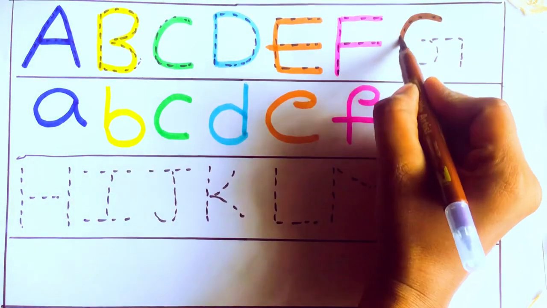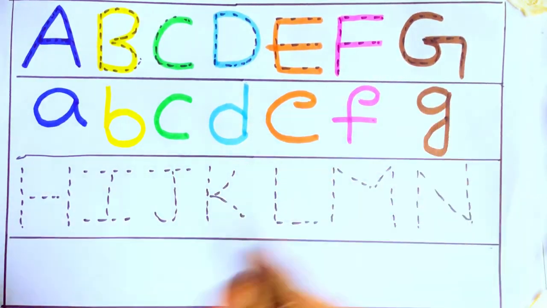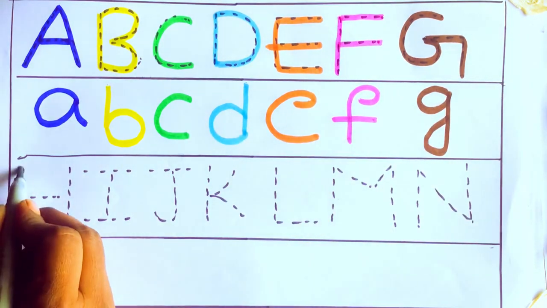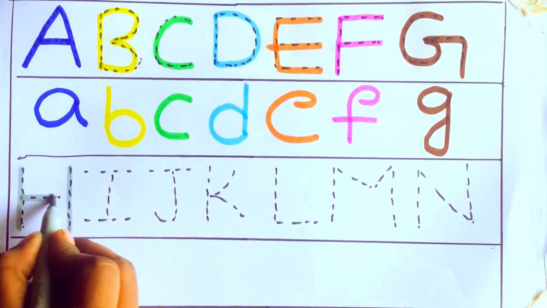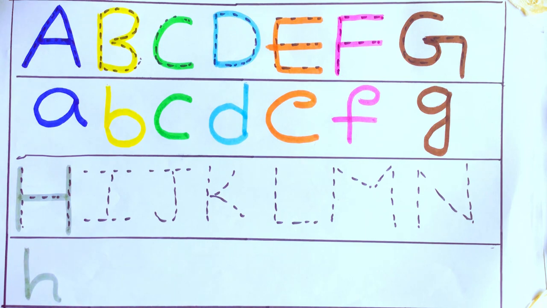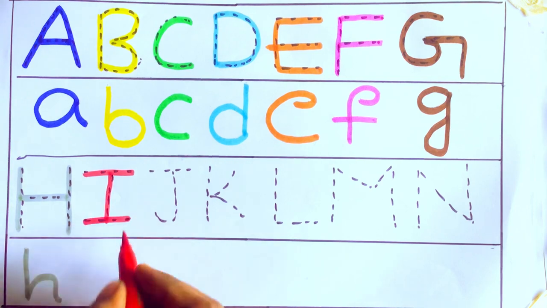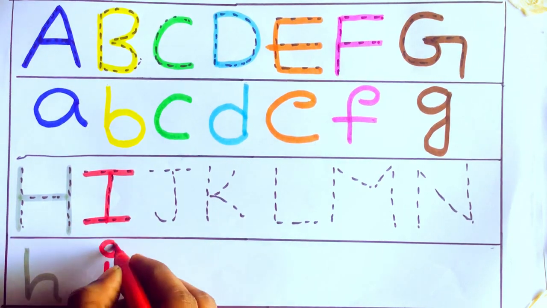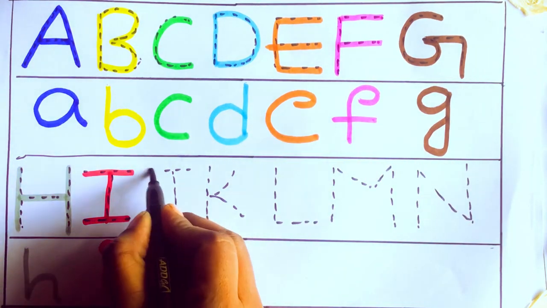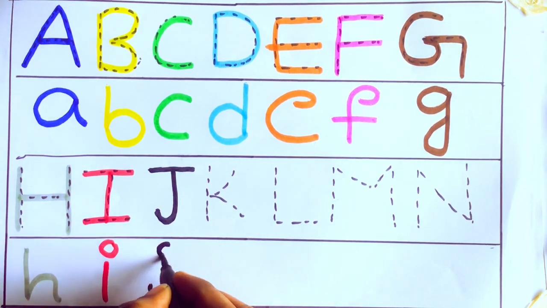Brown color, G for goat, G. Ash color, H for hat, H. Red color, I for ink, I. Black color, J for jar, J.